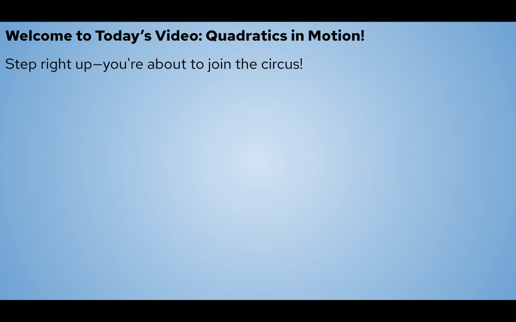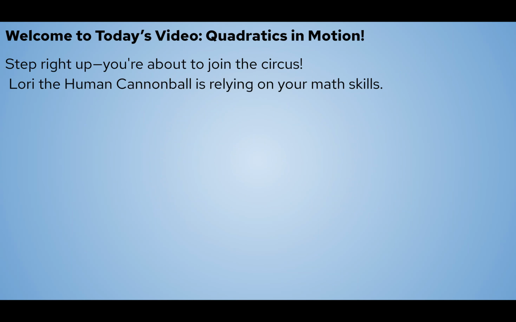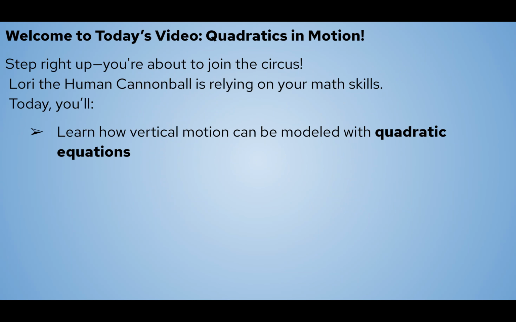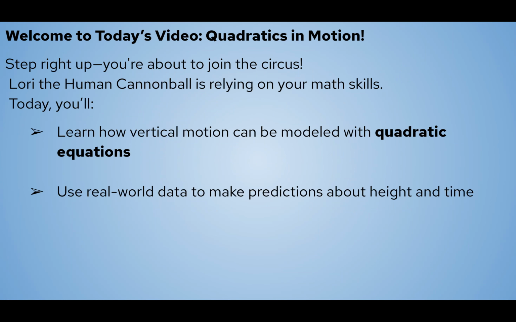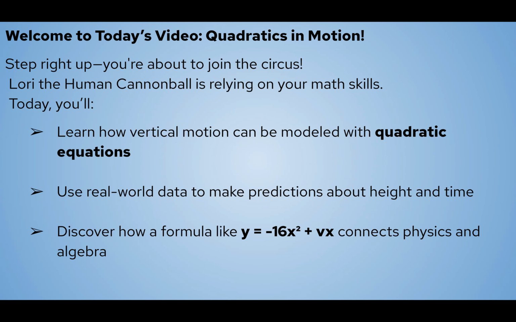Step right up because you're about to join the circus. Lori, the human cannonball, is relying on your math skills. So today you'll learn how vertical motion can be modeled with quadratic equations. You will use real-world data to make predictions about height and time. And you'll discover how a formula like y equals negative 16x squared plus vx connects physics and algebra. So let's take off and see how far math can go.